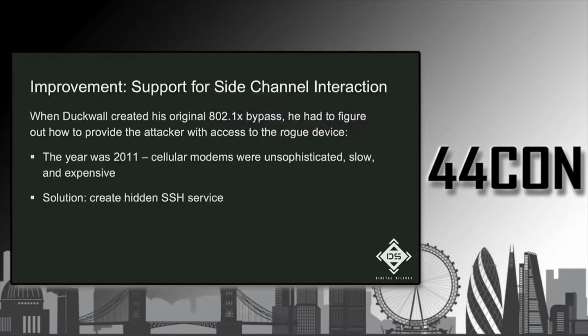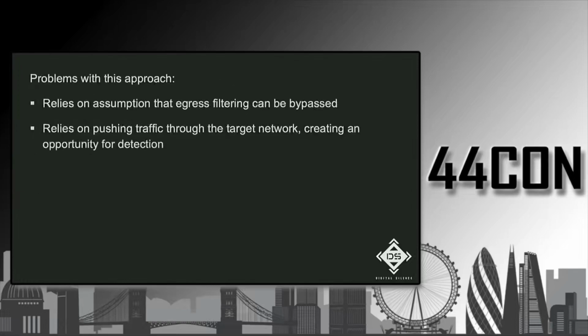The other thing that I added was support for side channel interaction. We mentioned that when Duckwall created his original bypass, he had to figure out how to provide the attacker with access to the rogue device from a remote location. This was back in 2011. Cellular modems were pretty unsophisticated. They were slow. They were really expensive. You couldn't just go down to your local electronics store and buy a USB LTE modem; that wasn't really something available on the commodity market. So his solution was to create the hidden SSH service and rely on SSH. There are drawbacks to this approach, though, which a few years later we can actually mitigate.